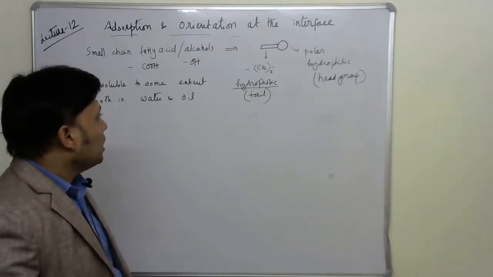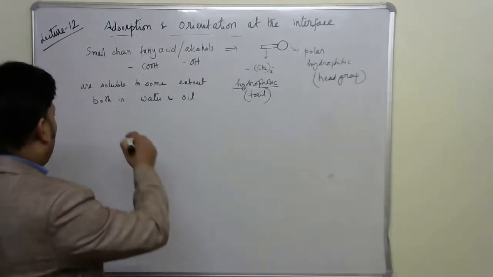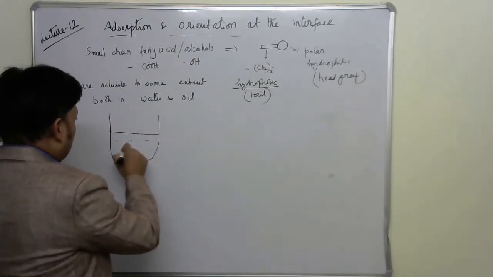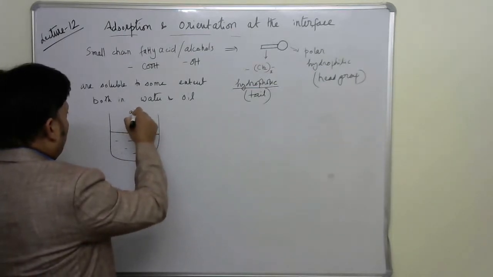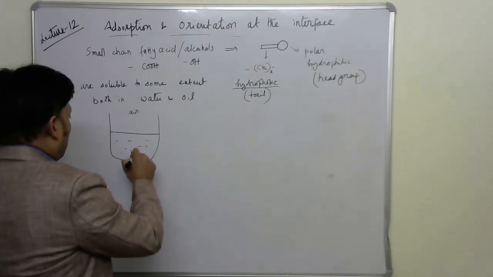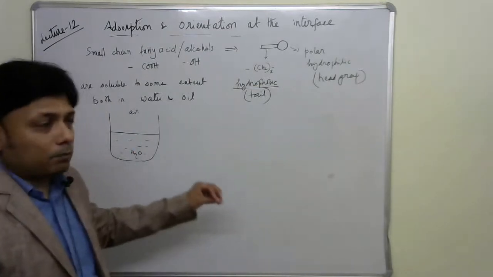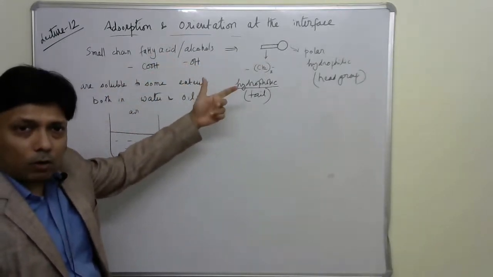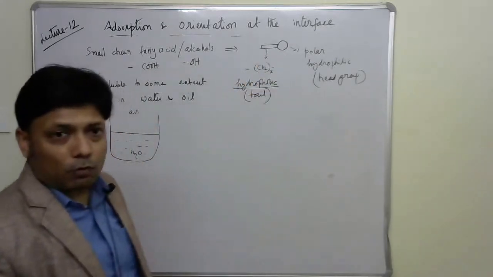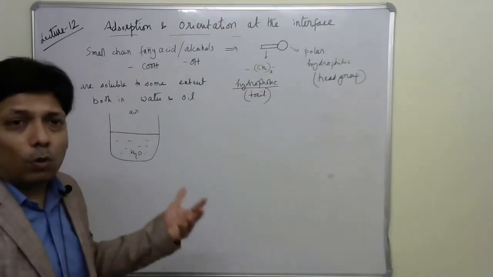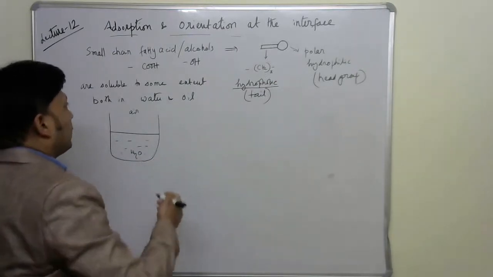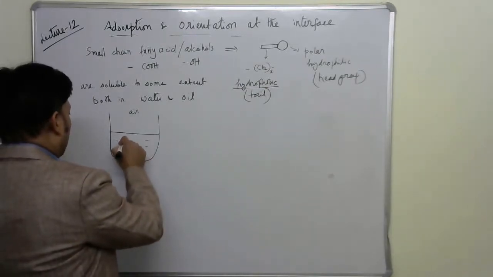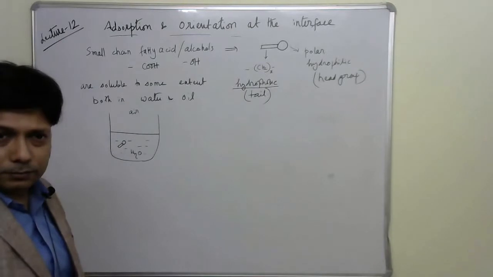Okay, so now let's think about a scenario where we have taken water here, and this is air or vapor, whatever, and this is water, H2O. Now if I am dropping some of this kind of small chain fatty acids or alcohol, that means we can refer to this type of molecule, where would they go? We can think that since they are soluble to some extent in water, they may stay in the bulk water, alright?